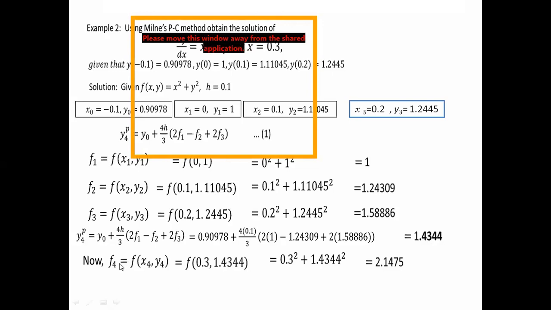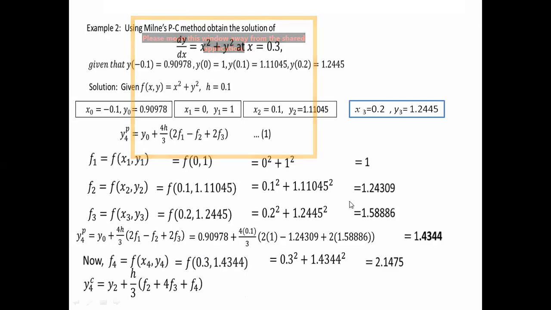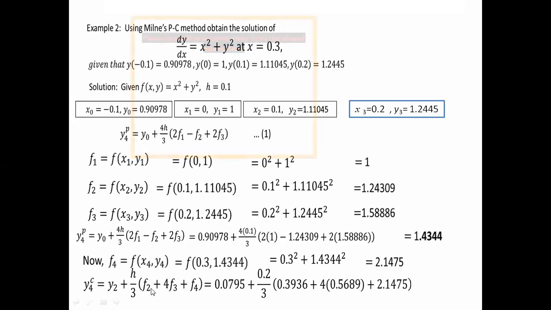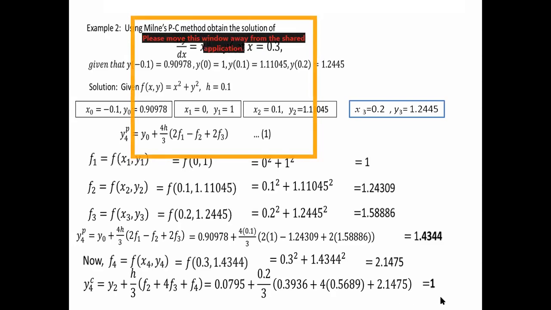Now, when f suffix 4 is known, use the corrector formula. The corrector formula is y2 plus h by 3 into f2 plus 2 times f3 plus f4. All these are calculated. So substitute in this formula the values of y2, h, f2, f3 and f4. And on simplification, we see that this value is equal to 1.4353. But here a small difference is there. Here 4344, 4353. Only 2 digits are repeating. So it is the answer correct to 2 decimal places.